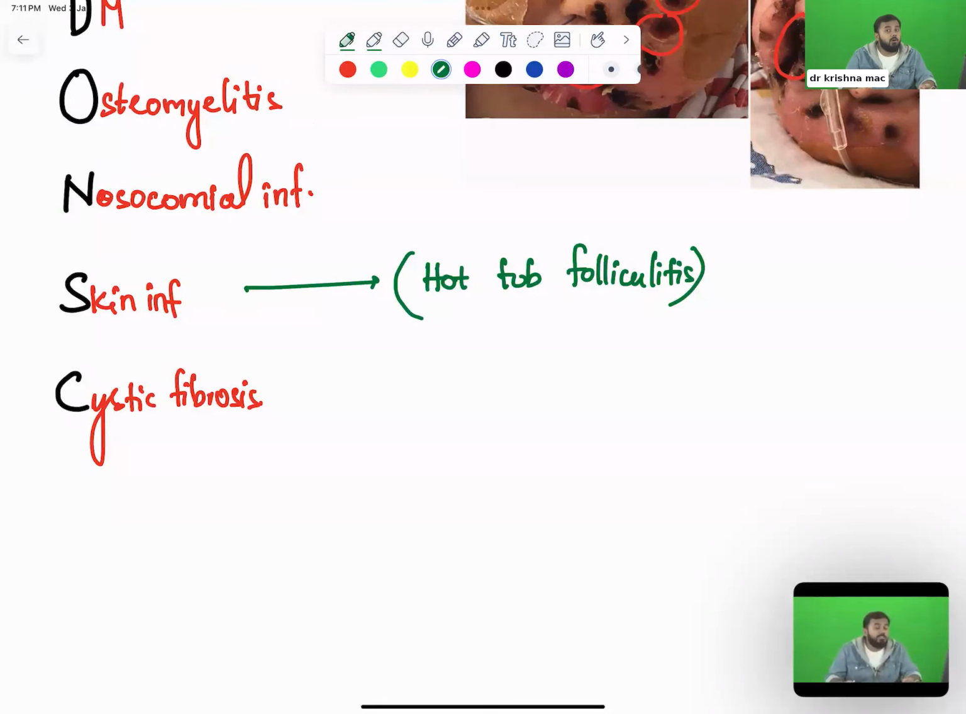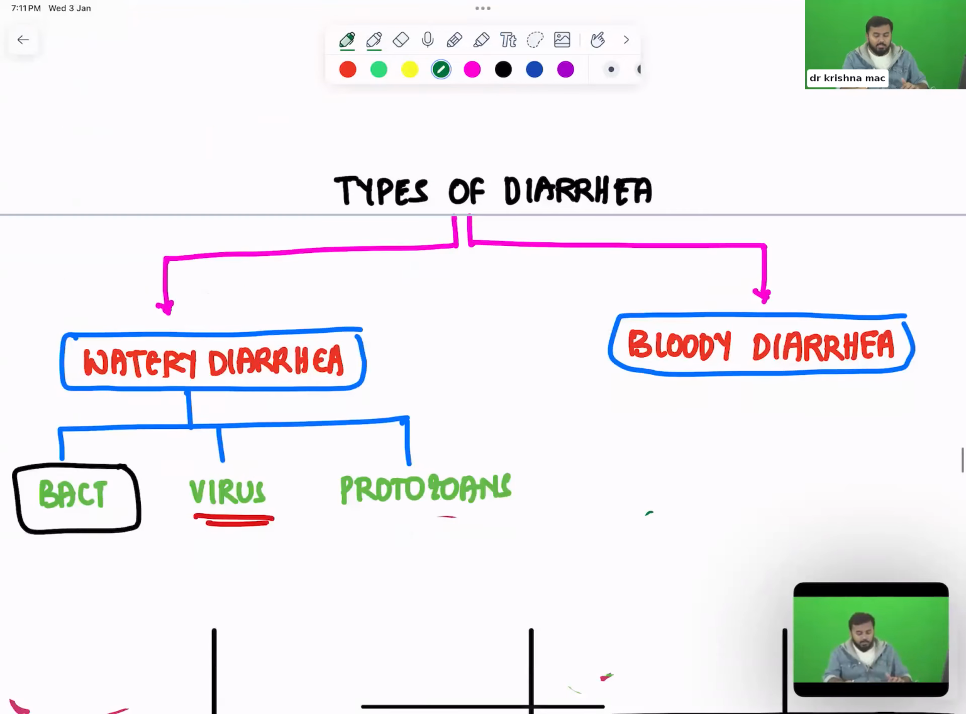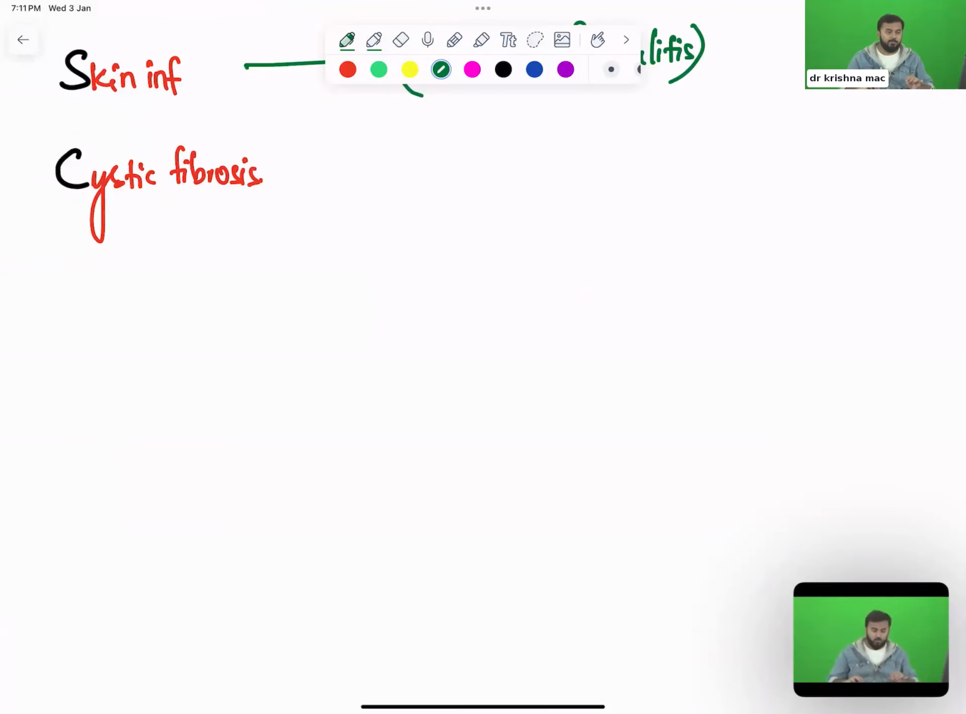Now, because of sitting in the hot tub for a long time, you can also get one more infection that is called Legionella pneumophila, if you remember. This is another important infection which you can get.